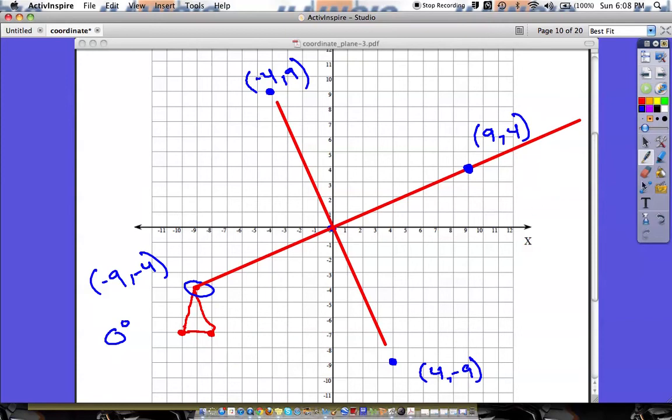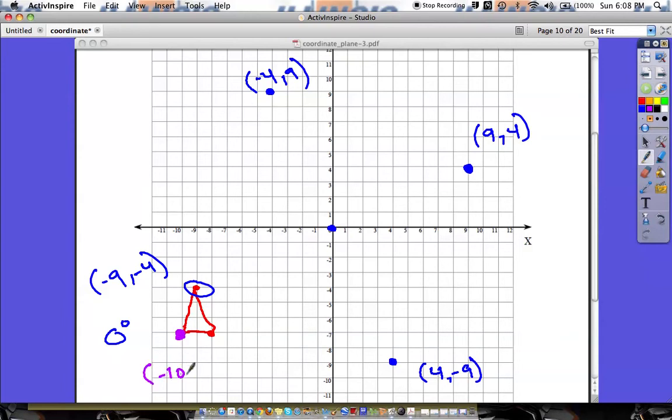I think it's probably best if I just get rid of that line, and then possibly get rid of this line because we have those other ones on there, and we'll just use a different color here. We'll use this purple color, and we'll find this point right here. Okay, and this point is -10, -7. So we're going to do the same thing.